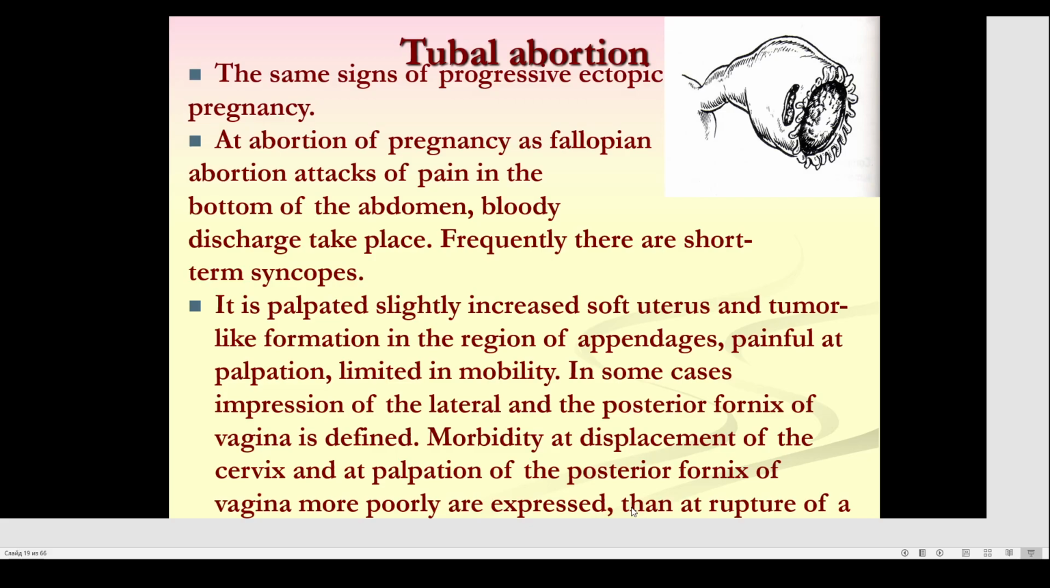A slightly increased soft uterus and a tumor-like formation in the region of the appendages are palpated. It is painful at palpation and limited in mobility. In some cases, impression of the lateral and the posterior fornix of the vagina is defined. Morbidity at displacement of the cervix and palpation of the posterior fornix of the vagina is more poorly expressed than at rupture of a tube.